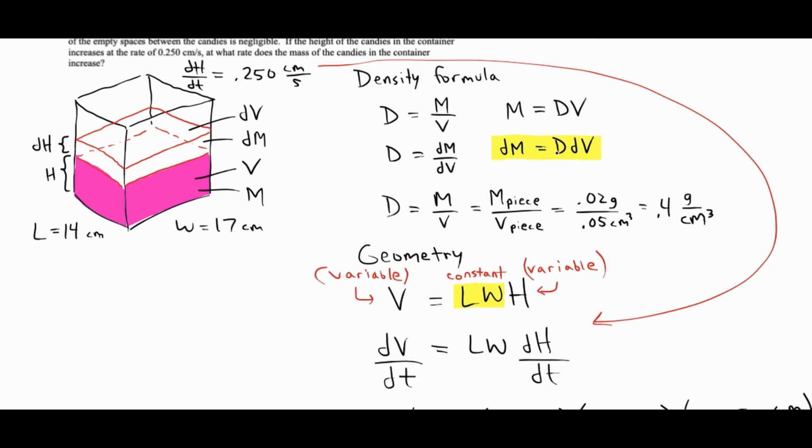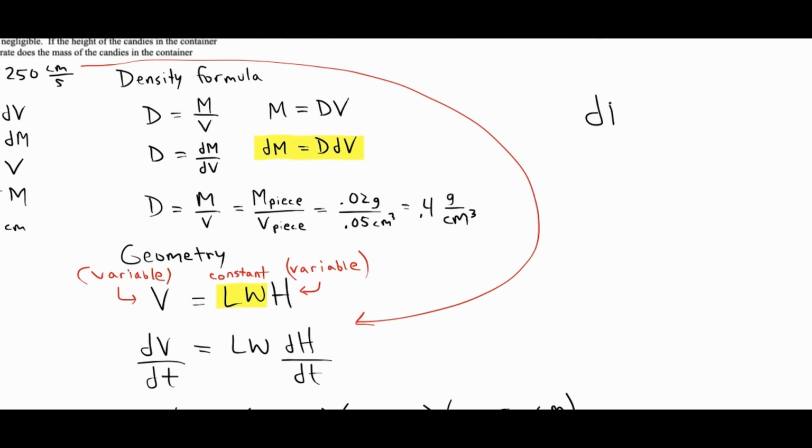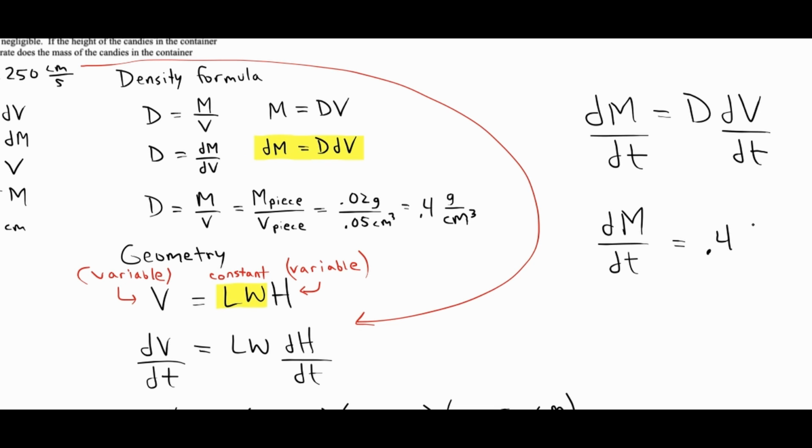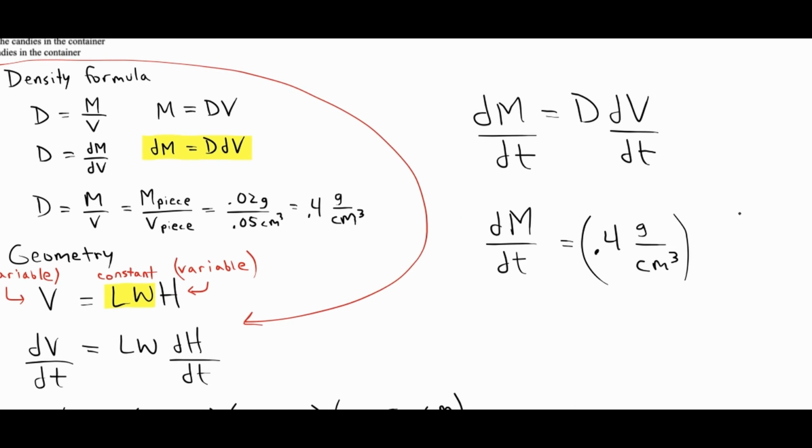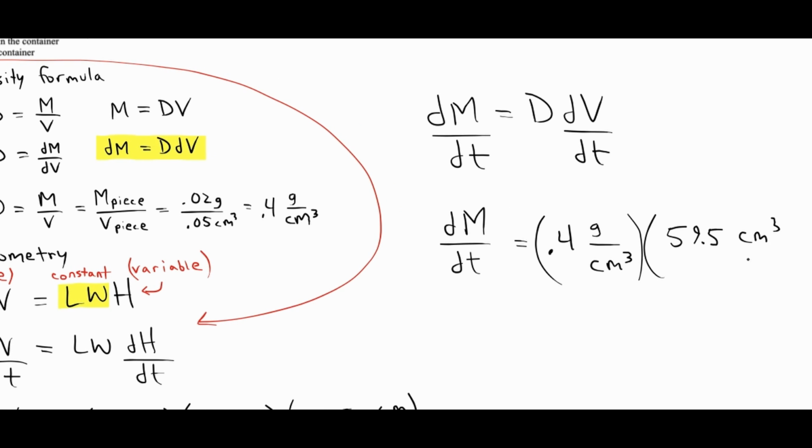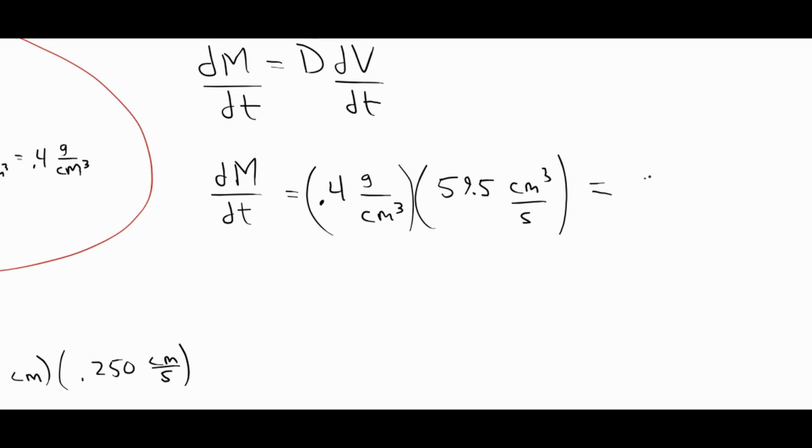So, okay, let's start with that formula. dm equals d times dV, and we just divide by dt on both sides. And now we can plug in and solve for the thing that we need. 0.4 grams per centimeter cubed, times 59.5 centimeters cubed per second, gives 23.8 grams per second.